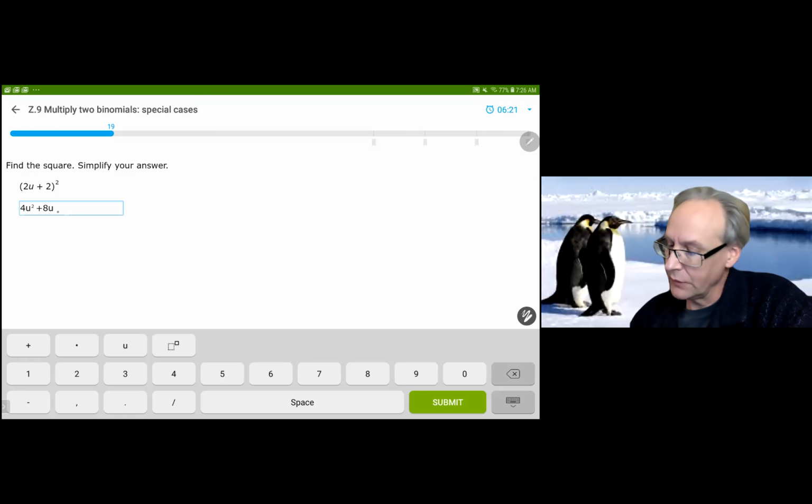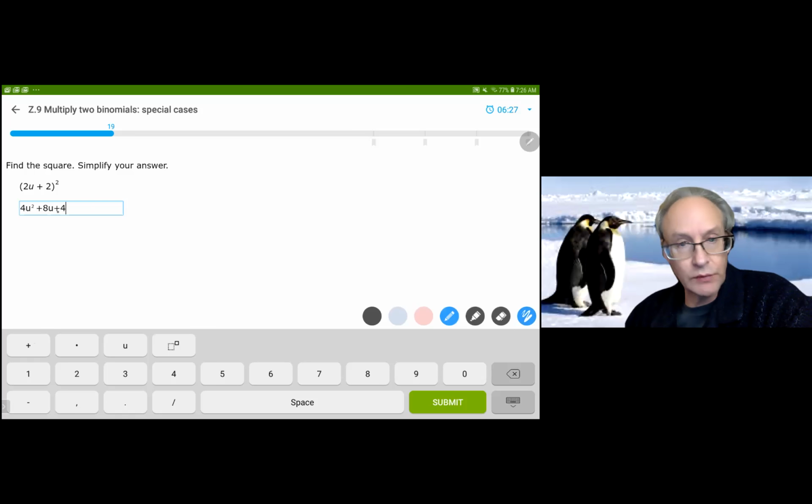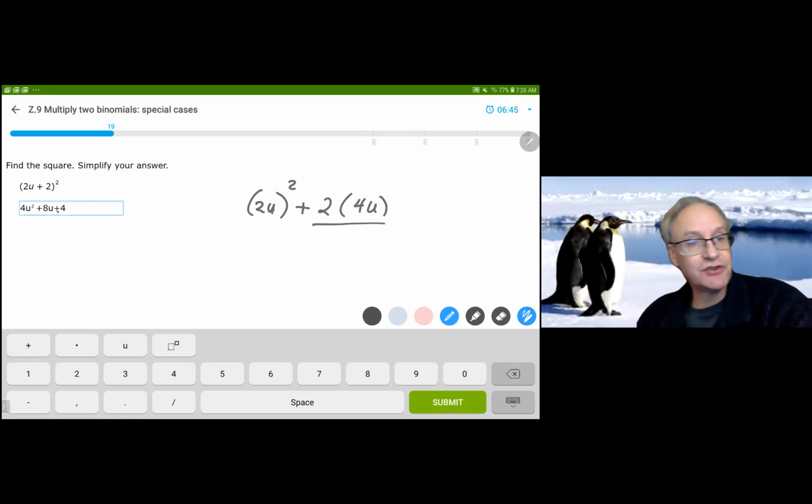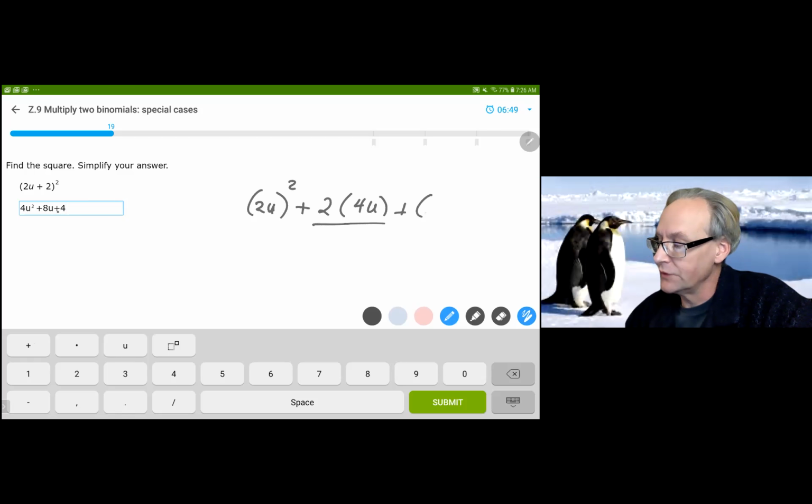And then I'm going to have a plus 4. I want you to notice something. What I did, and this is really important, is that I took the first part and squared it. So I took the 2u and I squared it. Then I added twice the product of the 2 times the 2u, which is 4u. Notice that I had to double it because I got 2 of them. And finally, I squared the last term, which was the 2 squared, which gave me the 4.